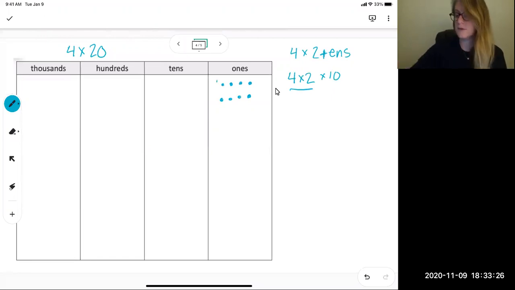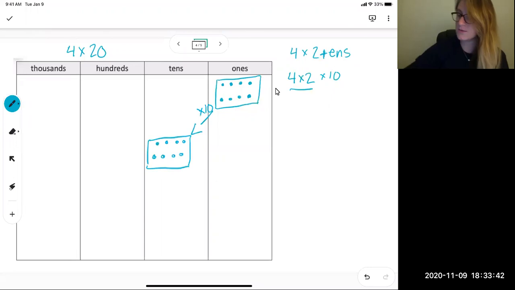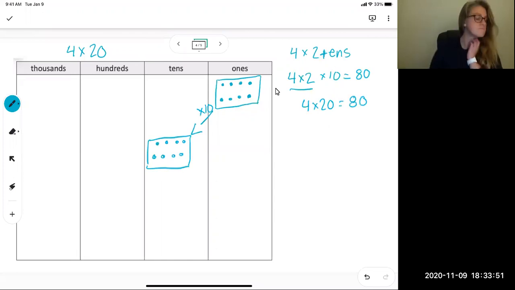Okay, so we can take our 2 groups of 4, which is 8, and multiply that times 10, which gives us 8 tens, which is equal to 80. So 4 times 20 is equal to 80.